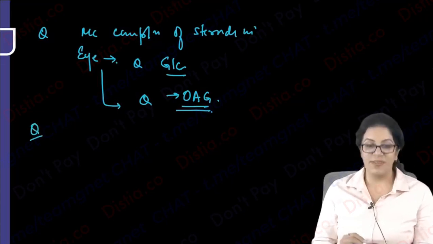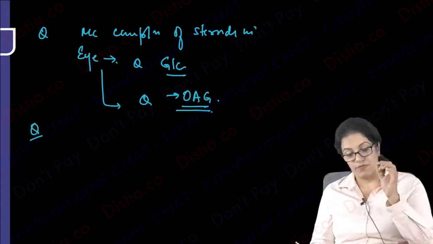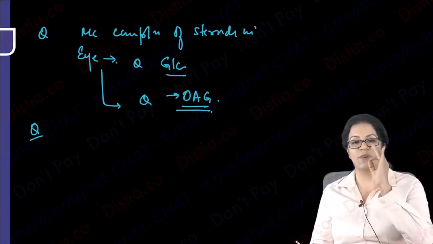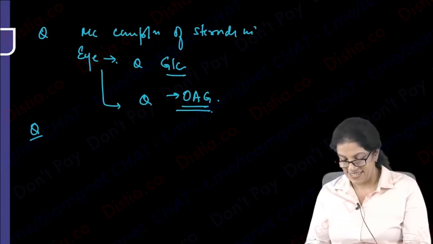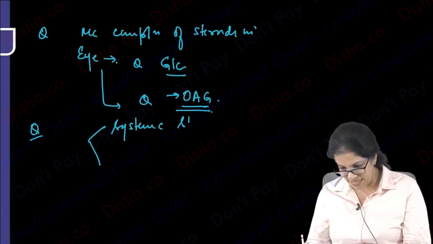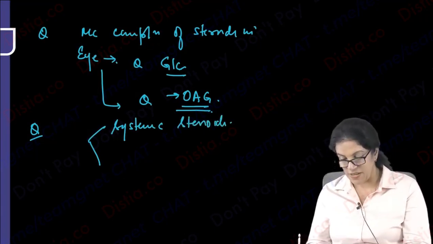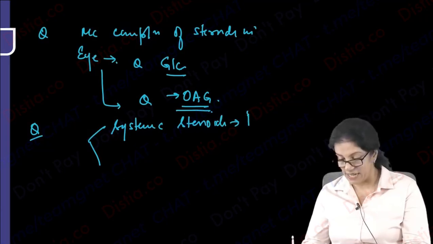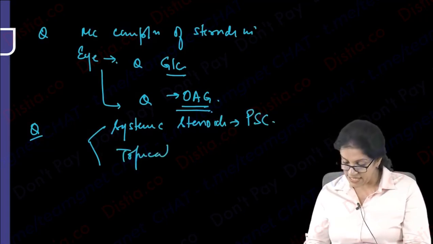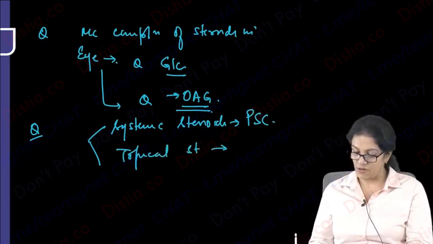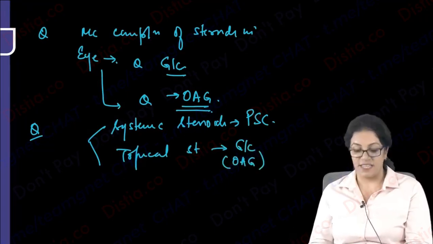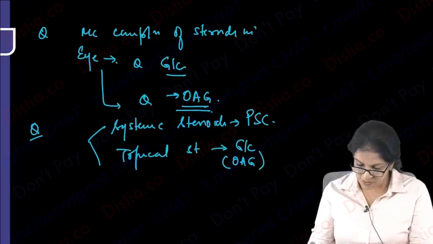Another question for you. What is more common after systemic steroids? What is more common after topical steroids? After systemic steroids, what is more common is cataract, specifically PSC. And after topical steroids, more common is glaucoma, that is open angle glaucoma. These are important questions. We need to learn them.